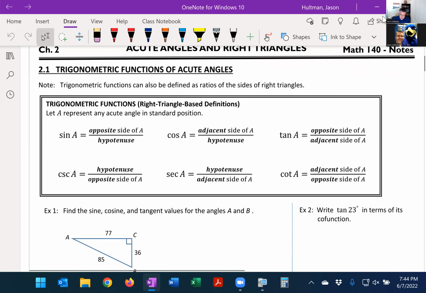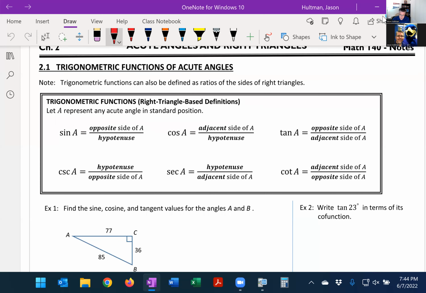Okay, trigonometric functions. Right triangle based functions. We have sine, which is opposite over hypotenuse, cosine, which is adjacent over hypotenuse, and tangent, opposite over adjacent, for my right triangle. The cosecant is hypotenuse over opposite. It's just the reciprocal of sine. The secant is hypotenuse over adjacent. That's the reciprocal of cosine. And the cotangent is adjacent over opposite, which is the reciprocal of tangent.